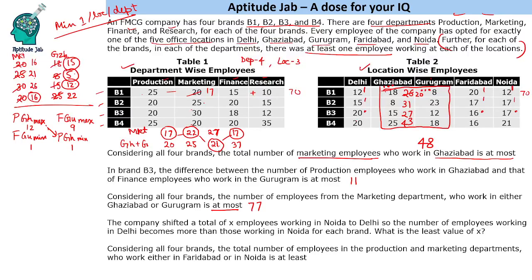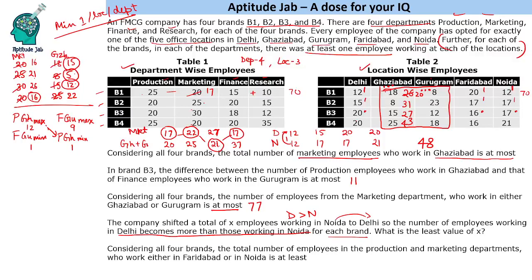Next question is an easy one. It says the company shifted a total of X employees working in Noida to Delhi so that the number of employees working in Delhi becomes more than those working in Noida for each brand. What is the least value of X? Delhi: 12, 15, 20 and 20. Noida was 12, 17, 17 and 21. Now we have to shift from Noida to Delhi. If we shift one person from Noida to Delhi, Delhi will be greater than Noida. Delhi should be more than Noida.